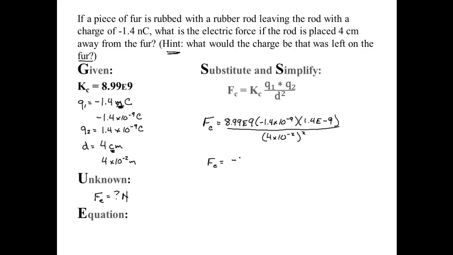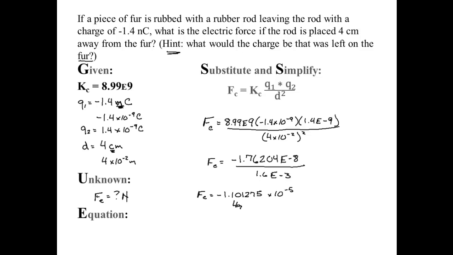I believe I get negative 1.76204 times 10 to the, or E notation, negative 8. All of that over, when I simplify the bottom, I get 1.6 times 10 to the negative 3. When I put that in my calculator, I get a calculator answer of negative 1.101275 times 10 to the negative 5.